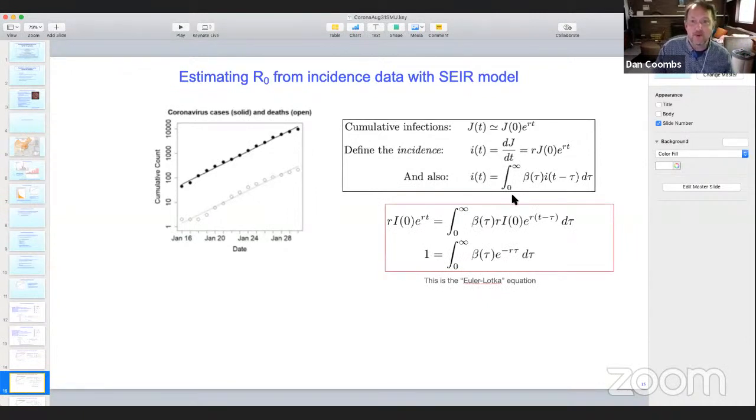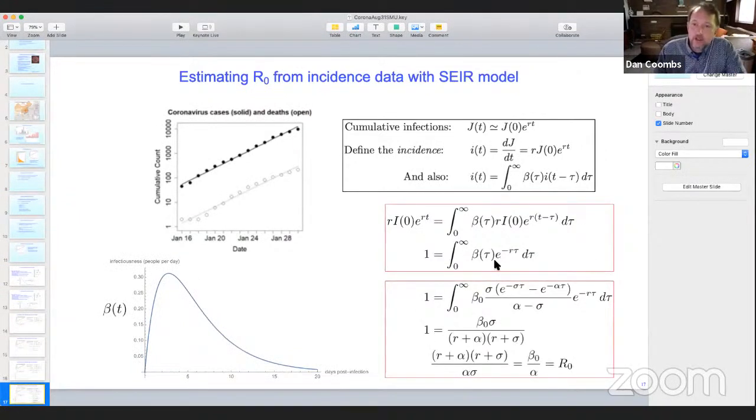And what we can now do is plug in this I of t on both sides. This I of t is an exponential function on both sides of this equation. Do a little bit of cancellation, and we get this nice equation, which goes all the way back to Euler, which is just that 1 is the integral of the infectiousness kernel with a weighting, where r here in the exponential weighting is the exponential growth rate that's observed in the data.